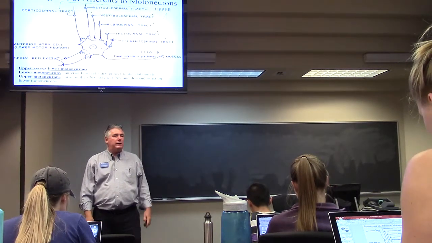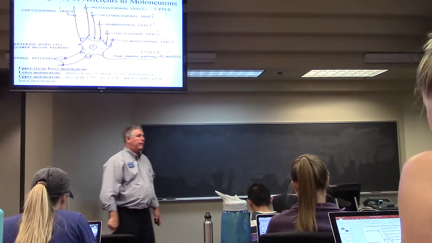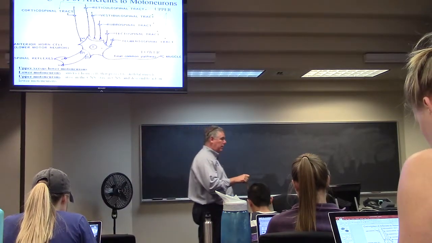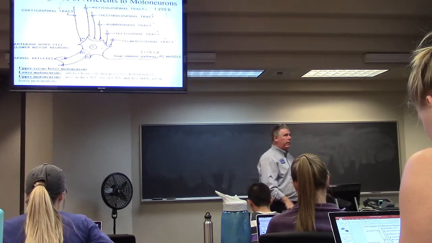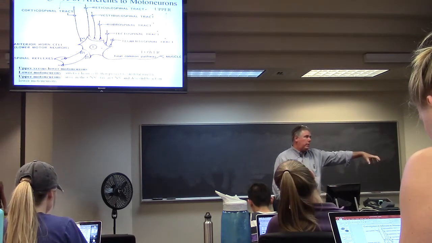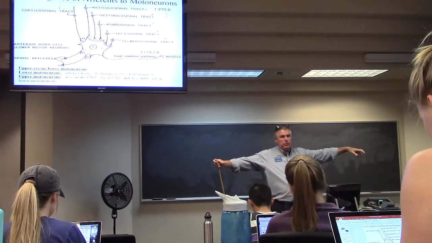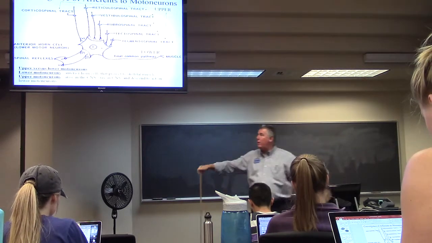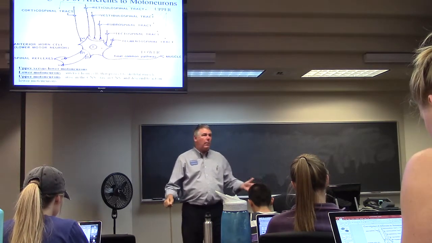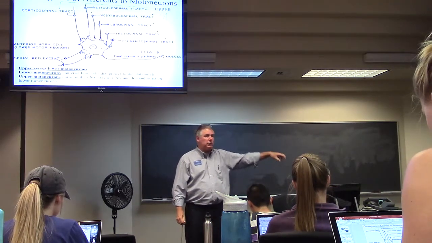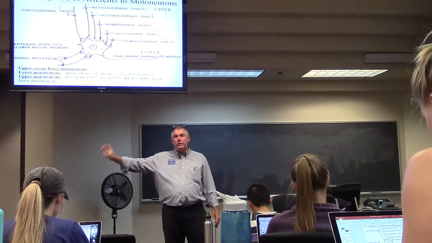The point I want to make in this slide here is that the alpha motor neuron is the final neuron that goes from the spinal cord to the skeletal muscle. It's the final common pathway. It goes from the ventral horn of the spinal cord out to the skeletal muscle.